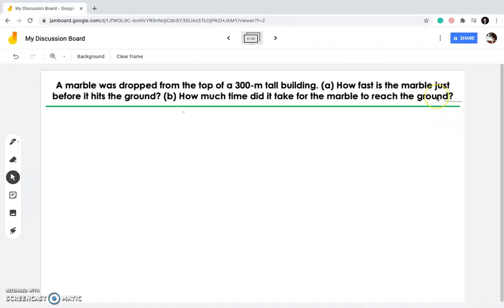So I'd like us to solve for letter A first. So we're gonna ignore B for now. We're only gonna solve for A. So whenever there are two RTFs in a problem, deal with them one RTF at a time.